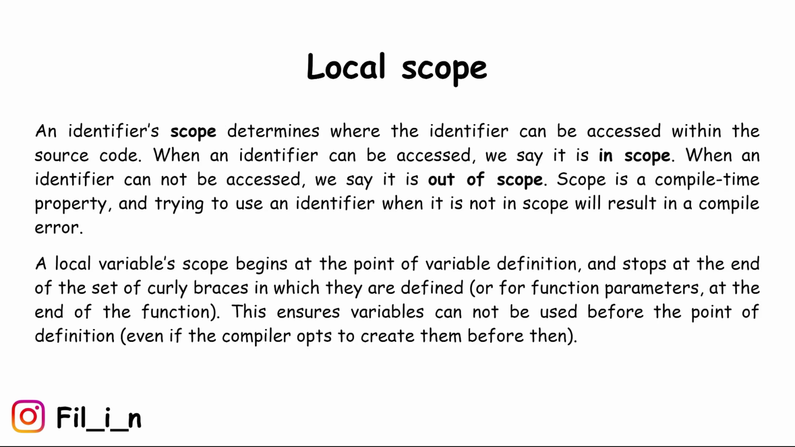An identifier's scope determines where the identifier can be accessed within the source code. When an identifier can be accessed, we say it is in scope. When an identifier cannot be accessed, we say it is out of scope. Scope is a compile time property, and trying to use an identifier when it is not in scope will result in a compile error.